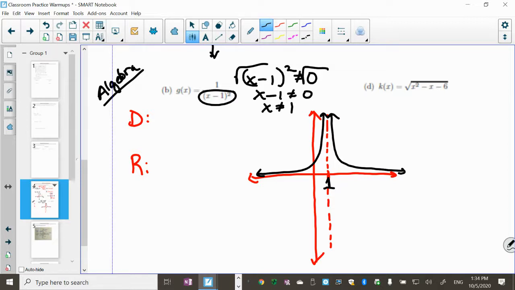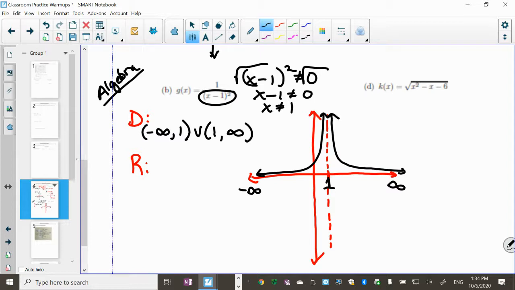In this case, this tells you everything you can't have, and this just says I can't have a 1. So that means my domain is everything else. This is negative infinity, this is positive infinity. I can go all the way up to 1, not include it, and then keep going to infinity. So it's negative infinity to 1 in union with 1 to infinity. Notice there's a parenthesis there because the 1 cannot be included.